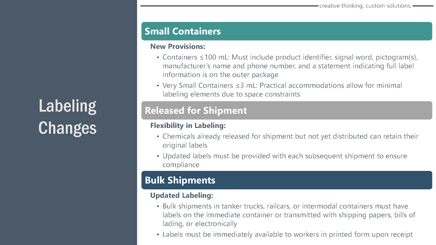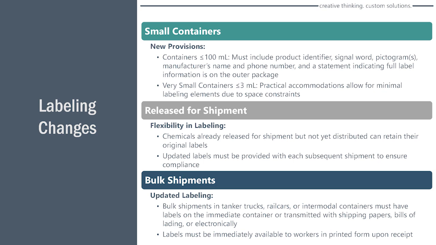But the problem was, okay, so I've got this tiny bottle and now I need to label it. The writing on those would be so tiny that you couldn't even read it. So now they've changed that. If it's less than 100 milliliters, you still have to have the product identifier, the signal word, pictograms, the manufacturer's name and phone number, and a statement indicating that the full label is on the outer package.